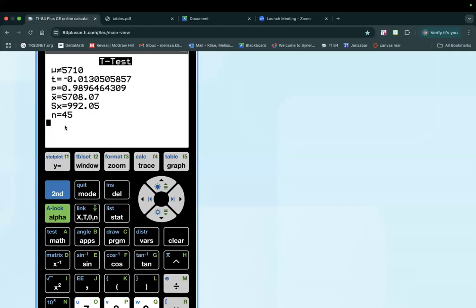I do have another example. But here I would say because my p-value is greater than alpha, we fail to reject the null hypothesis.